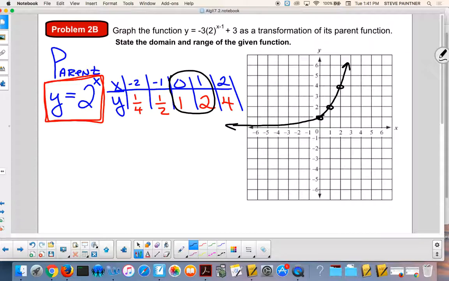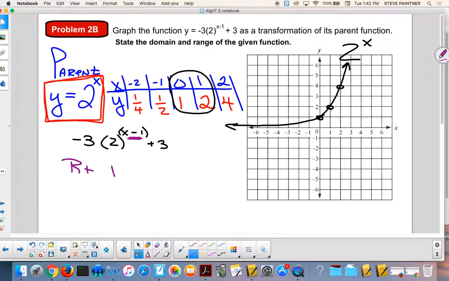This is 2 to the what? X. Okay, that's not your answer. Here comes your answer. You want to take your parent, 2 to the x, minus 1, and then add 3. So now we've got to talk. Tell me what we're going to do to the parent. This means go right 1. So the first thing you should do is whatever your grouping symbol says. My grouping symbol says go right 1.